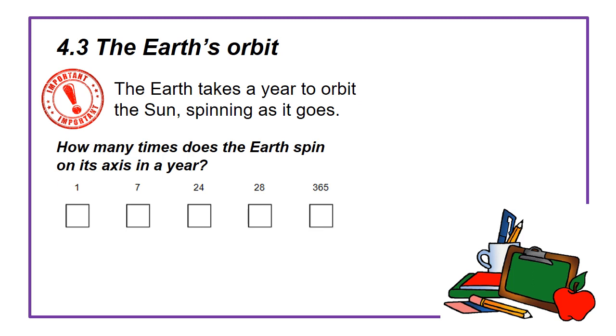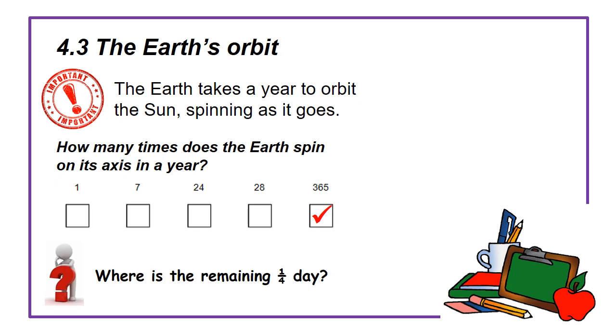Now, because the Earth rotates round its axis in 1 day, and in a year we have 365 days, the Earth rotates 365 times in a year. But wait, didn't we mention a while ago that the Earth takes 365 and 1/4 days to orbit the Sun? Now the question is, where is the remaining 1/4 day?